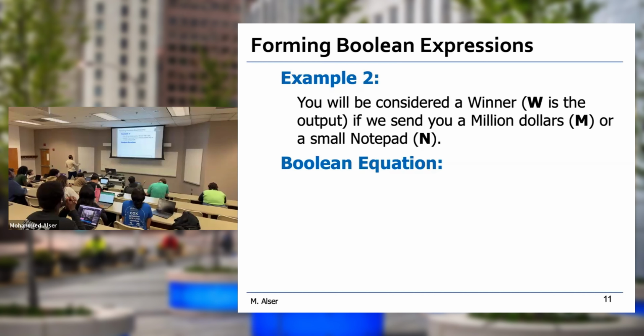So you'll be considered a winner, means W equals 1, if we send you $1 million, it means you got the $1 million, M equals 1, or a small notepad, N. Now it doesn't matter if it's small or big.